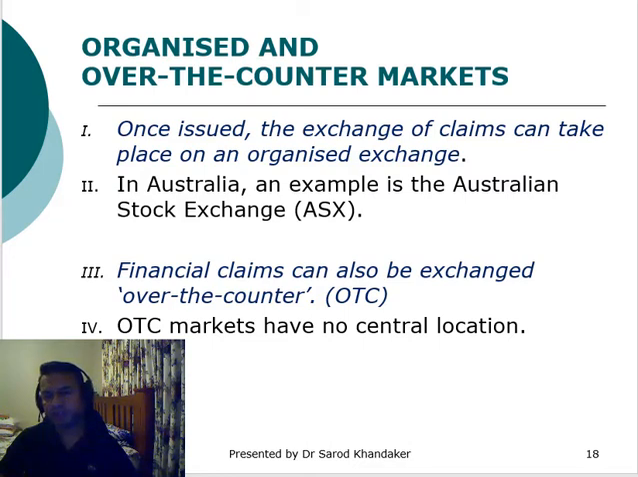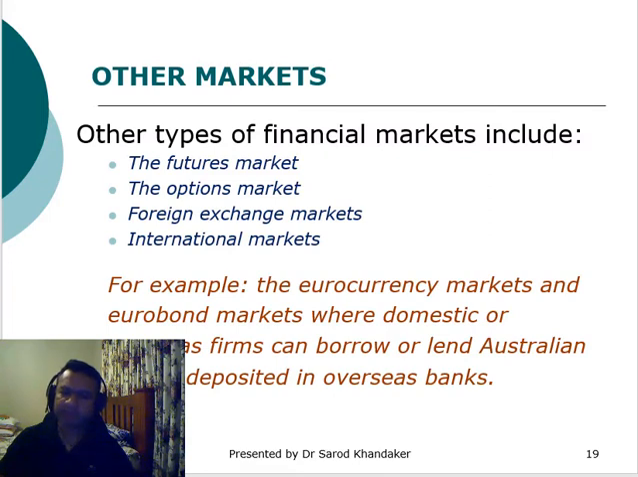OTC market have no central location or physical location, and it can take place anywhere, from a company boardroom to the company trading floor. There are different types of other financial markets which we can see, which include the futures market, the option market, foreign exchange markets, and international markets. For example, the euro currency market and the eurobond markets, where the domestic or overseas firm can borrow or lend Australian dollars deposited in overseas banks.